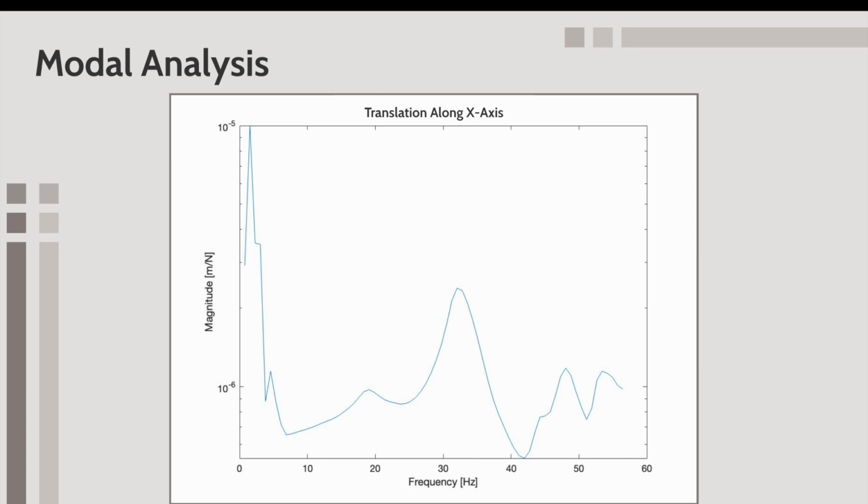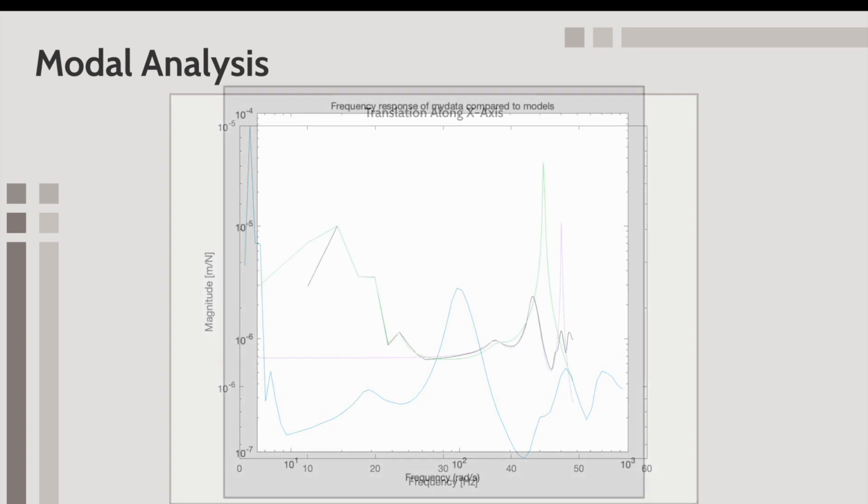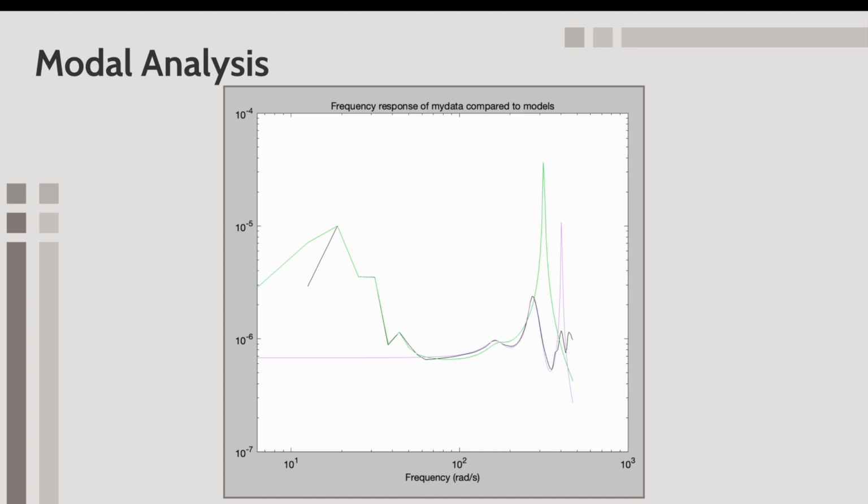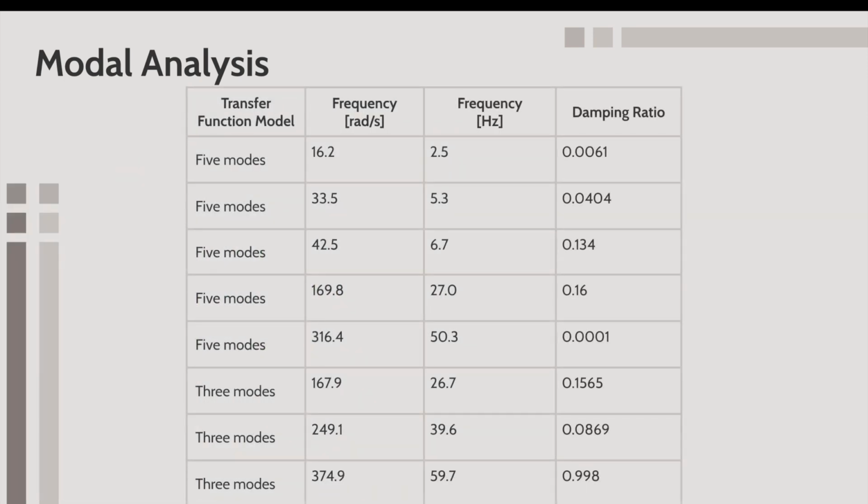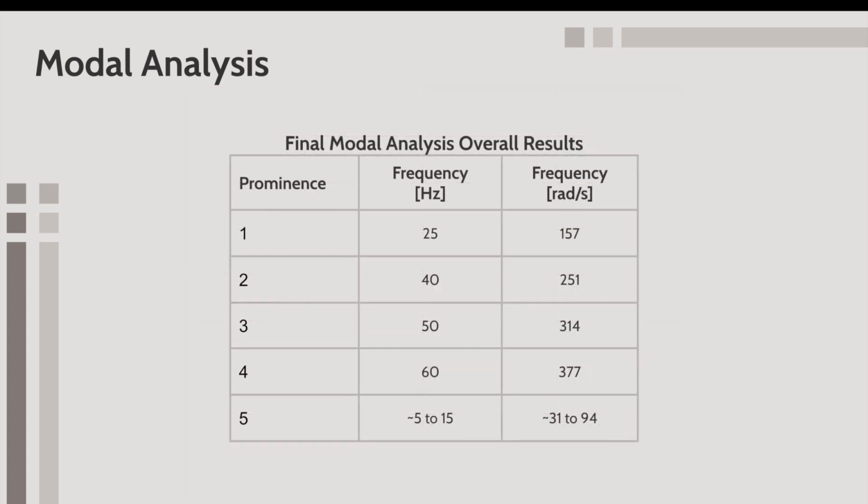2 transfer functions were fitted to the data, one with 5 modes, shown in green, and one with 3 modes, shown in purple. The modal parameters of the 2 transfer functions can be seen in the table. All analysis methods clearly found modes at about 25 Hz, 40 Hz, 50 Hz, and 60 Hz, with an additional mode in the 5 to 15 Hz range.